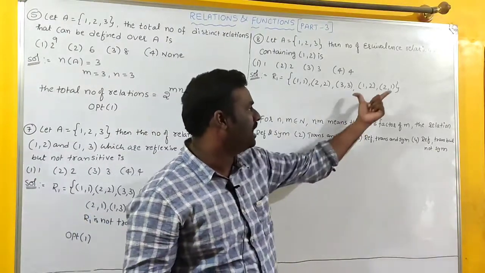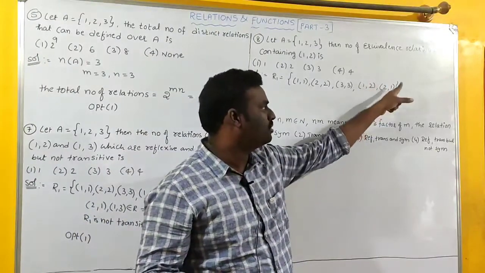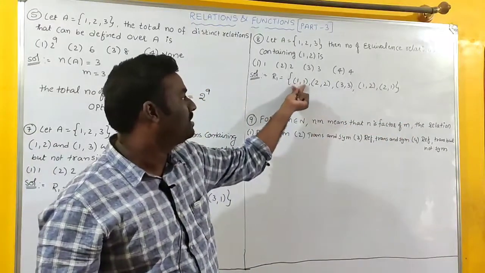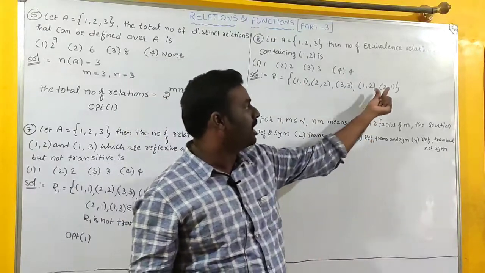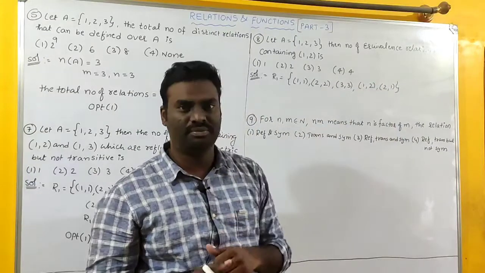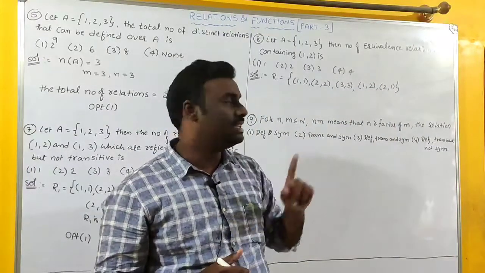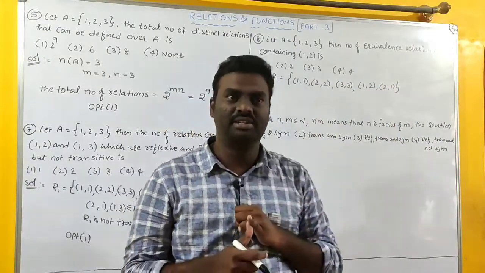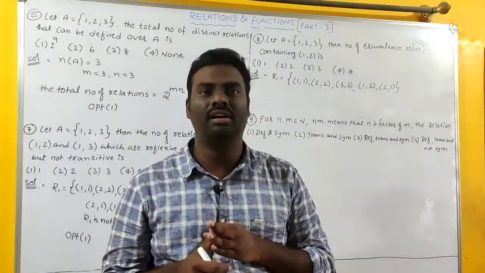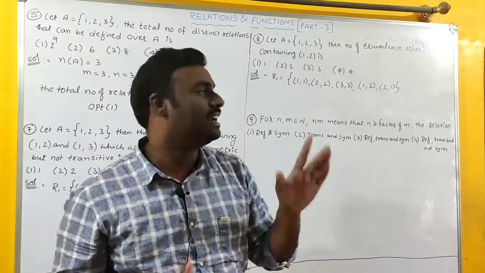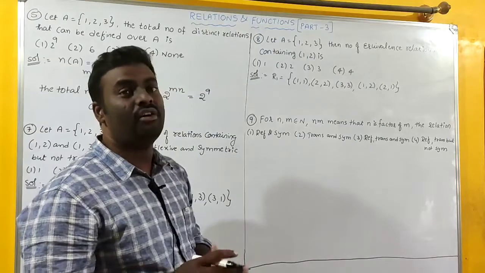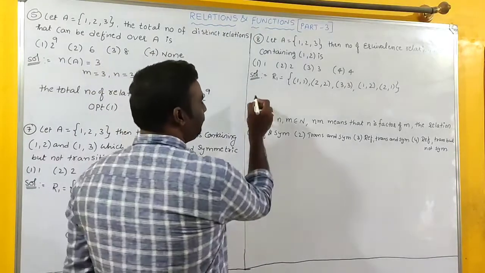Transitive, yes. If you take these two, for example (1, 2), (2, 1), the resultant pair is what? (1, 1), and (1, 1) is all there. Or if you take (2, 1), (1, 2), the resultant pair is (2, 2). That's why this relation is reflexive, symmetric and transitive. It is called an equivalence relation and contains the pair (1, 2). I will check whether one more relation exists or not.